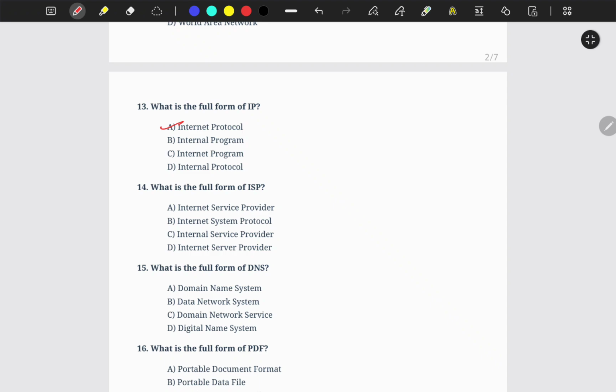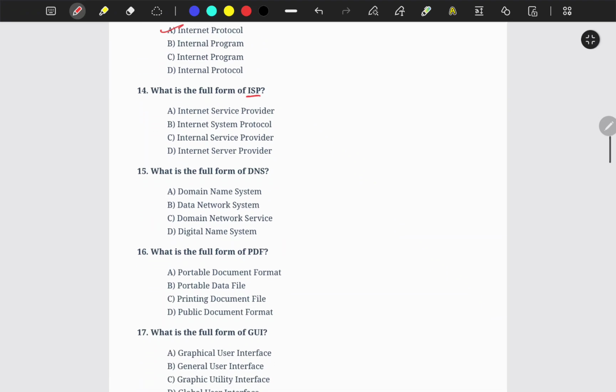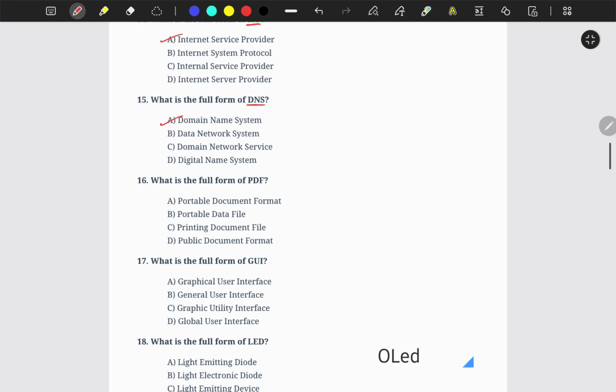Next question, what is the full form of IP? It is internet protocol. What is the full form of ISP? It is internet service provider. Full form of DNS: domain name system, data network system, domain network system, or digital name system. It is domain name system.